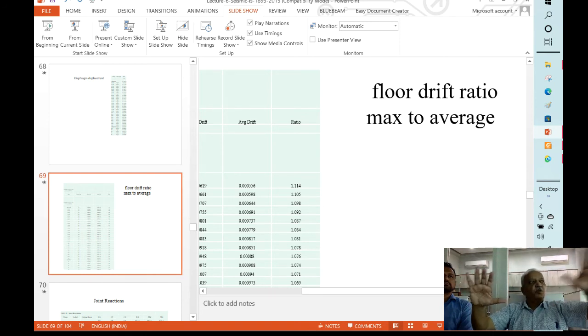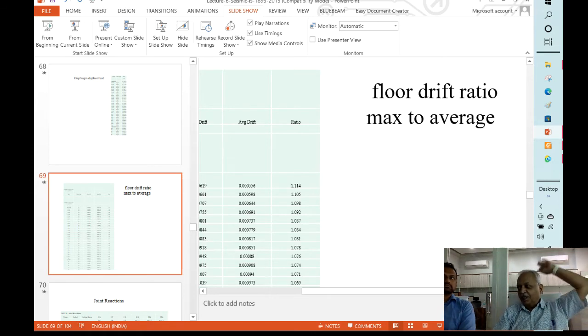Once you get that, then code has indicated that if this ratio is more than 1.5, that is maximum to average, then you conclude that the building is in torsion because it is distorting unequally, and then you design it as per the provisions of the relevant codes. If the building has got torsion, then the code has indicated that it is an irregular building, so some precautions you have to take while designing that.